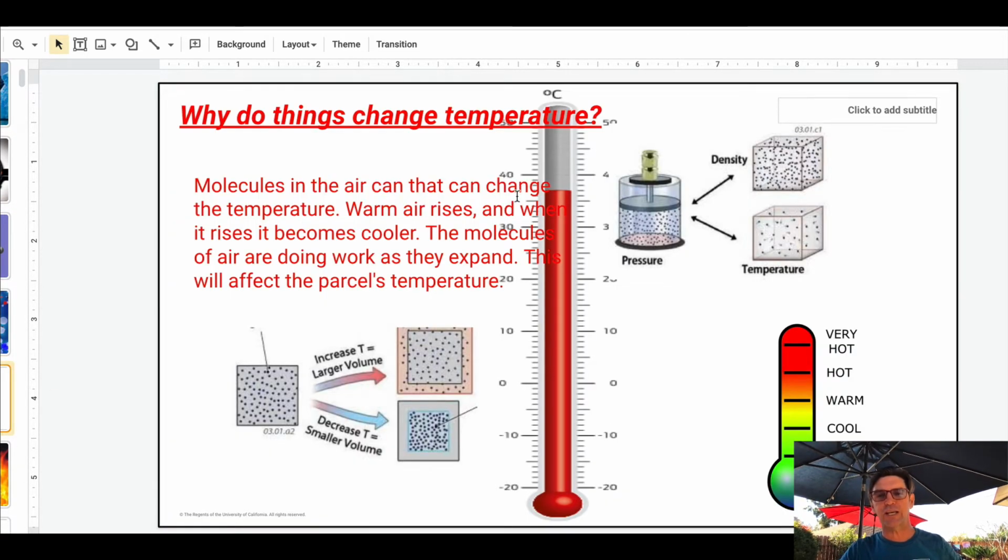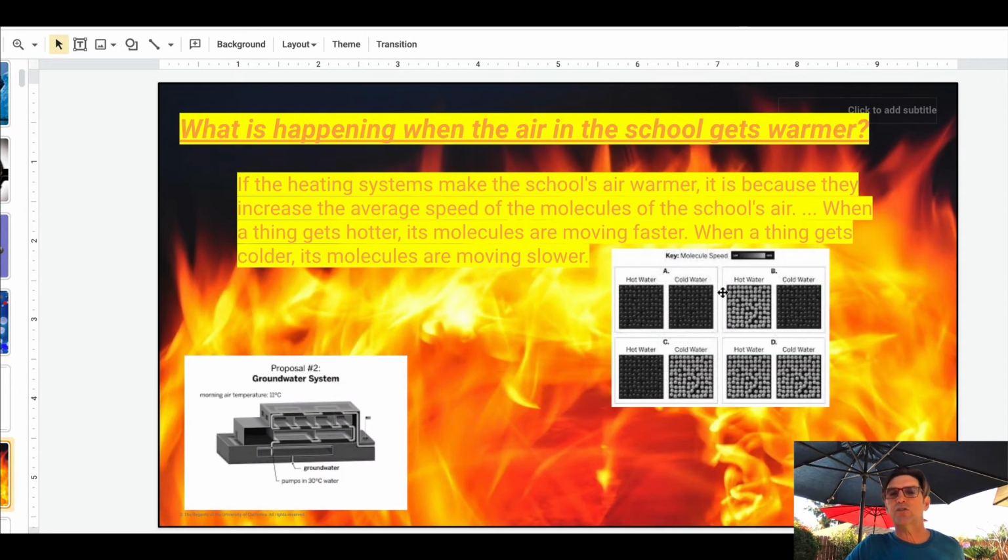Why do things change temperature? Pressure, density. We have different ways, including friction, this trick here. We measure things with thermometer. Notice this one, I believe, has the two different scales of, no, it just has Celsius. I thought maybe it had both. What is happening when the air in the school gets warmer? Okay, now, he's answering the questions already because he's superstar. But now we're diving into what we're learning about.